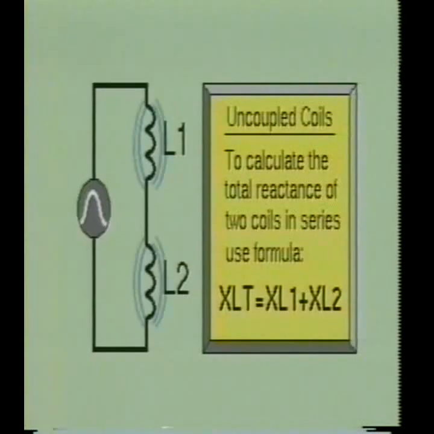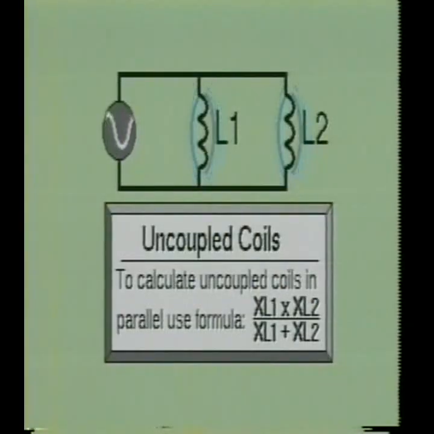Also, if 2 uncoupled inductive reactances are in series, the total reactance can be calculated by adding their inductive reactances together. Mathematically stated, total inductive reactance equals the inductive reactance of L1 plus the inductive reactance of L2. If 2 uncoupled inductive reactances are in parallel, total reactance may be calculated using the formula: total inductive reactance equals the reactance of L1 times the reactance of L2 over the reactance of L1 plus the reactance of L2. By uncoupled, we mean that the flux lines from one coil do not cross into the other coil.